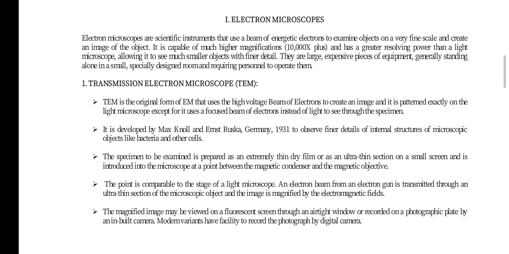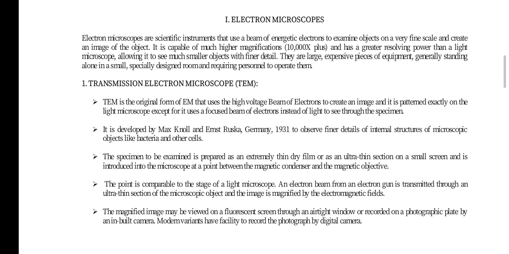electrons to create an image, and it is patterned exactly on the light microscope except that it uses a focused beam of electrons instead of light to see through the specimen. And it was developed by Max Knoll and Ernst Ruska in Germany in 1931 to observe finer details of the internal structure of microscopic objects like bacteria and other cells.